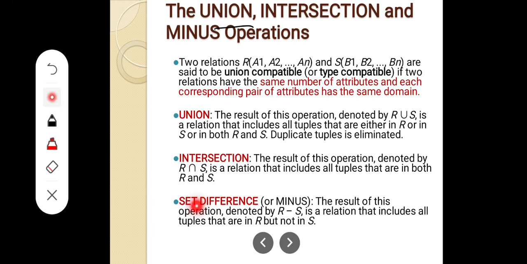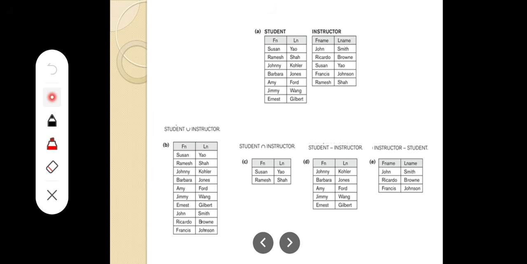The result of this operation is denoted by R minus S. R minus S is a relation that includes all the tuples that are in R but not in S. It takes all the tuples in R but not in S.